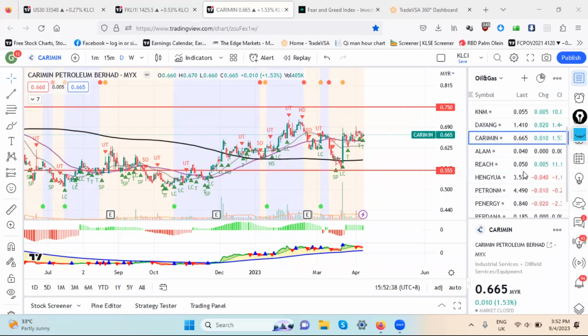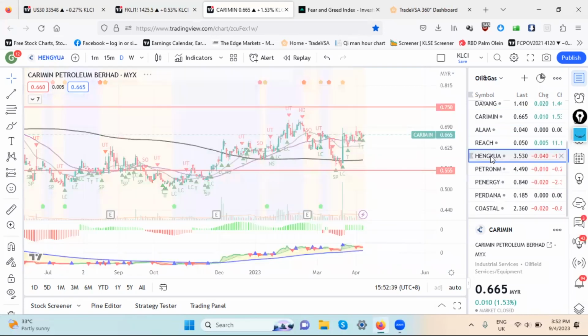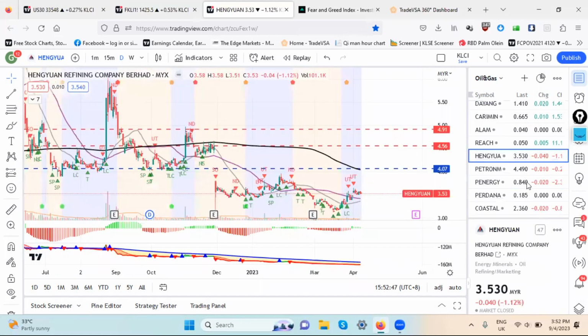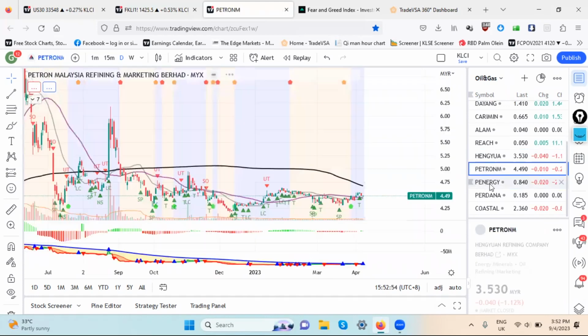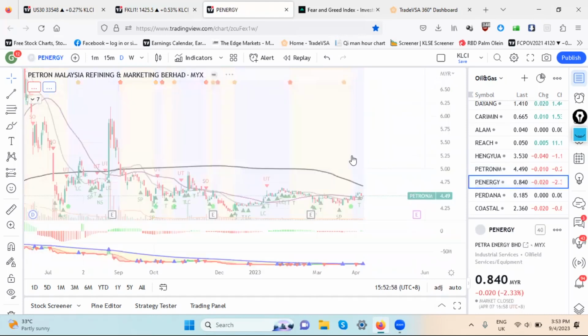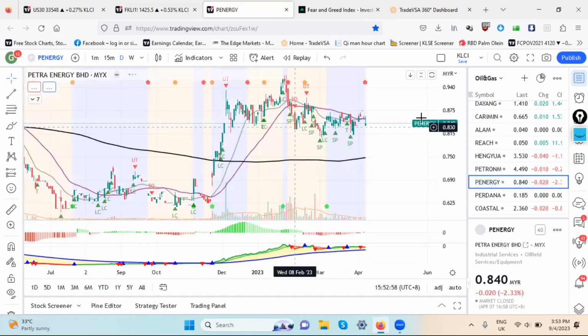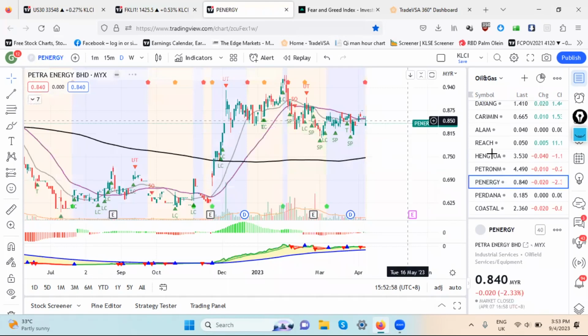Okay, so Hua Yang, this one will be selling gas. If the gas price increases for their sale, it might not really be a good one. Okay, but it looks like in oil and gas it's still not easy to find a very good one, because most of the stocks are already moving up, and all of these are already moving up and going into distribution. Okay, so only Charimi looks quite promising.